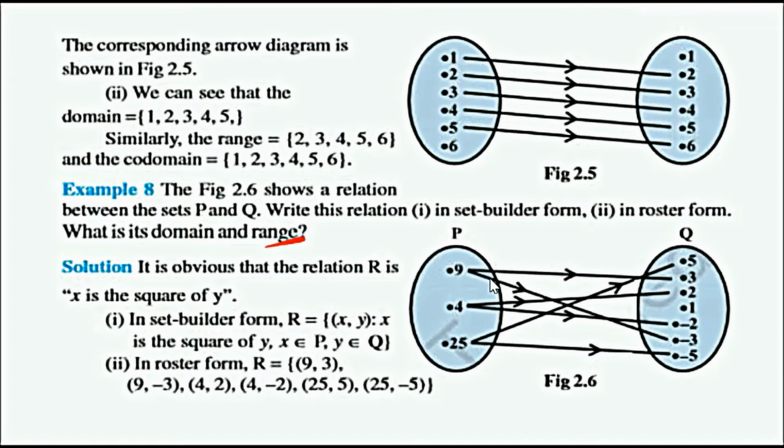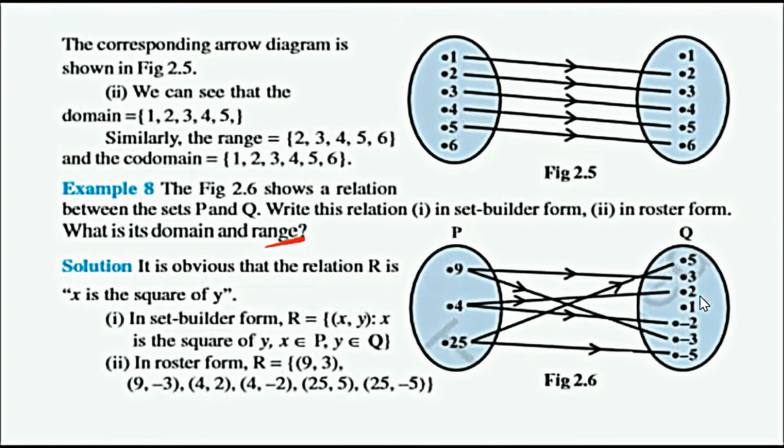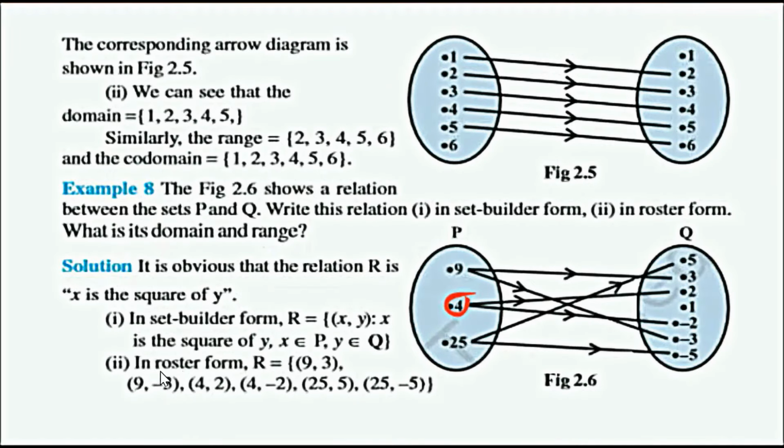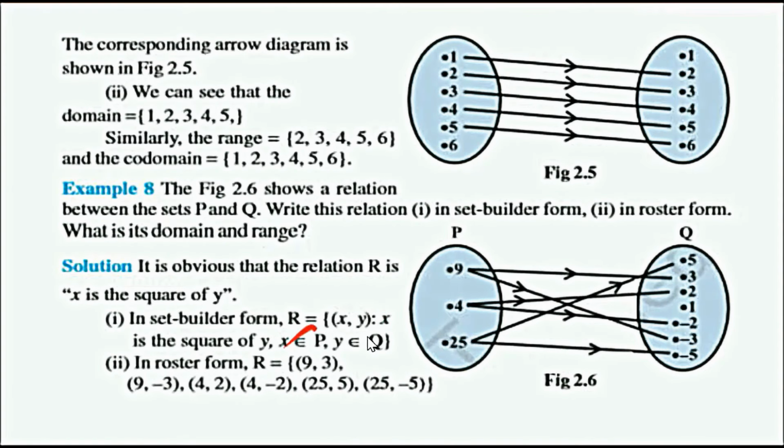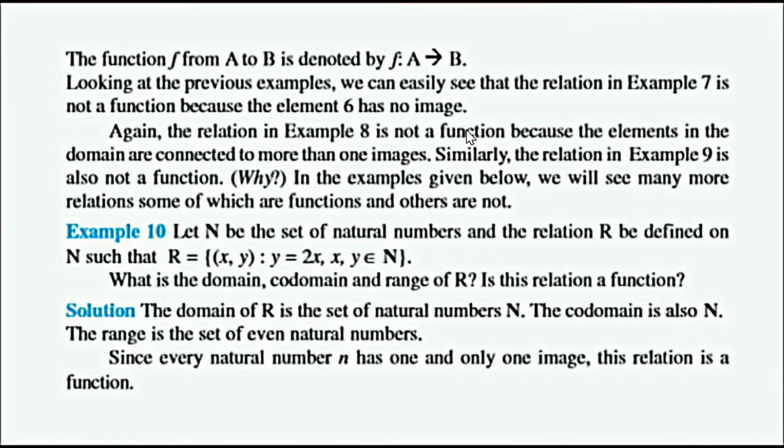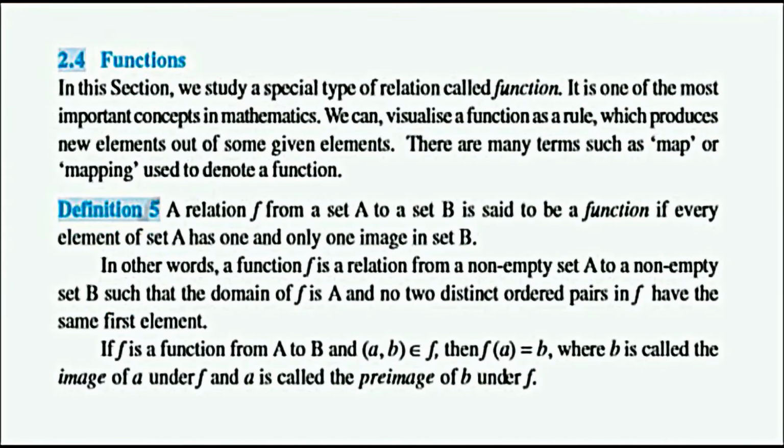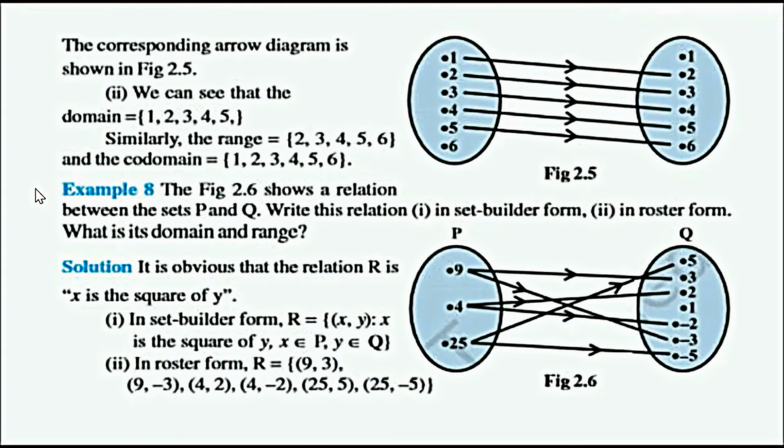First, it is obvious that 9 is the square of 3, that is, 3 squared is 9, and minus 3 squared is also 9. Similarly for 2 and for 5. So this is actually a square relationship. Let us write it first: x is the square of y. In set builder form, we write {(x, y): x is the square of y, x belongs to P, and y belongs to Q}. Now we have just seen, x belongs to P and y belongs to Q.